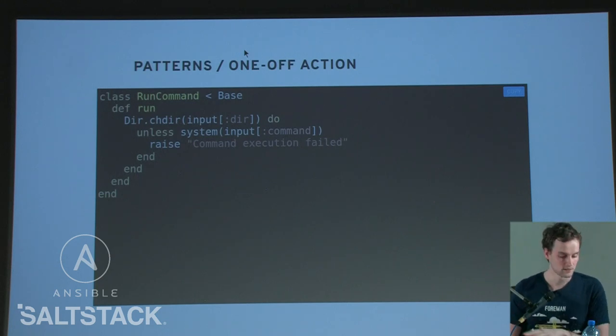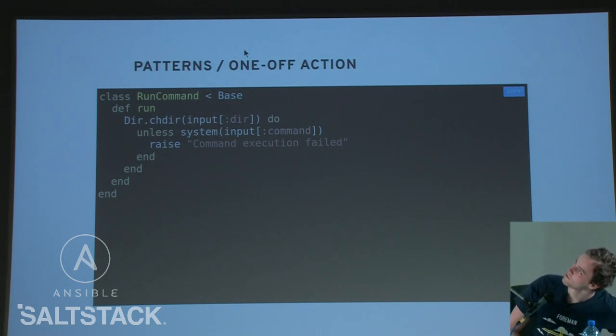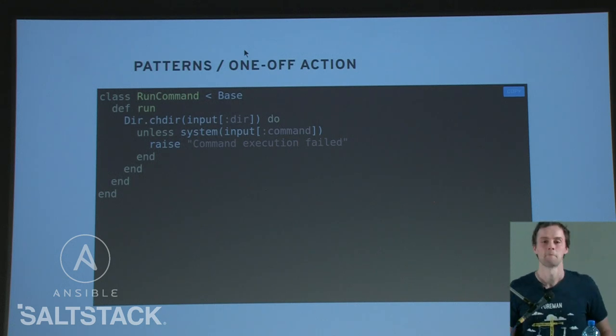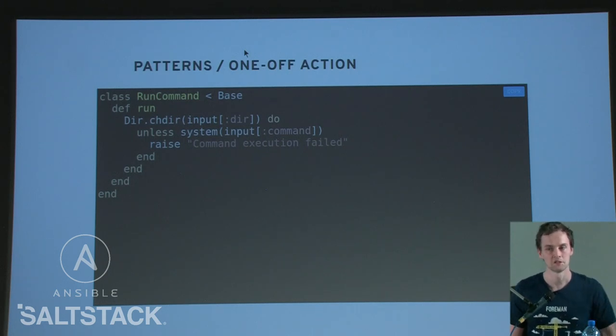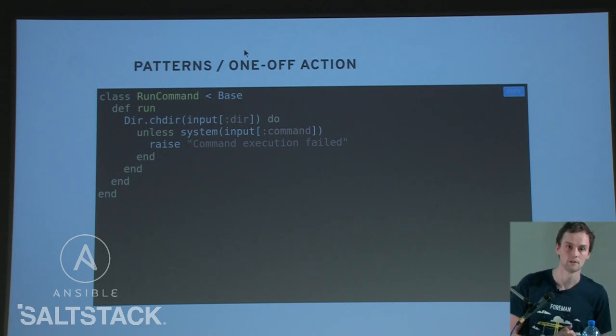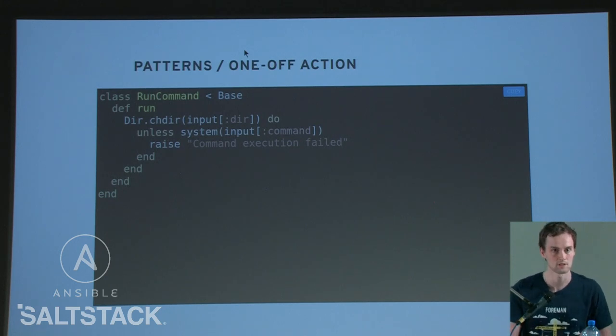I have several examples here. They are more for, you know, if what I was doing went terribly wrong. So we will have an action which receives two inputs. One is the directory in which it should run, and the other one is a command it should run. It changes the working directory to the directory, it runs the command, and that's it. Either it succeeds or not. If it fails, we raise an exception and mark the step as failed.